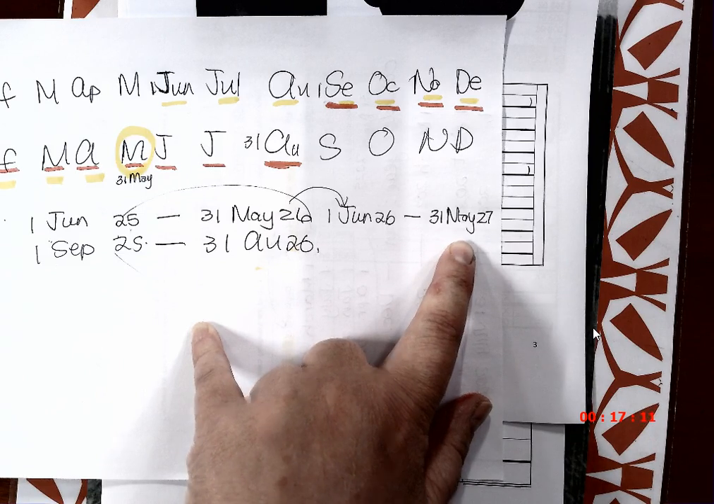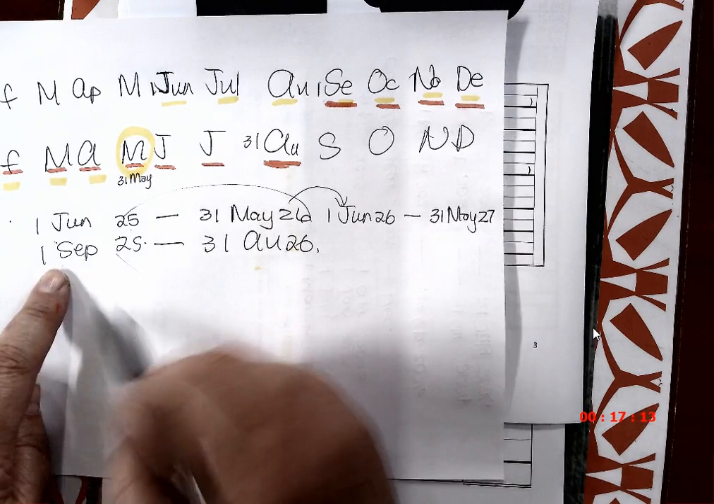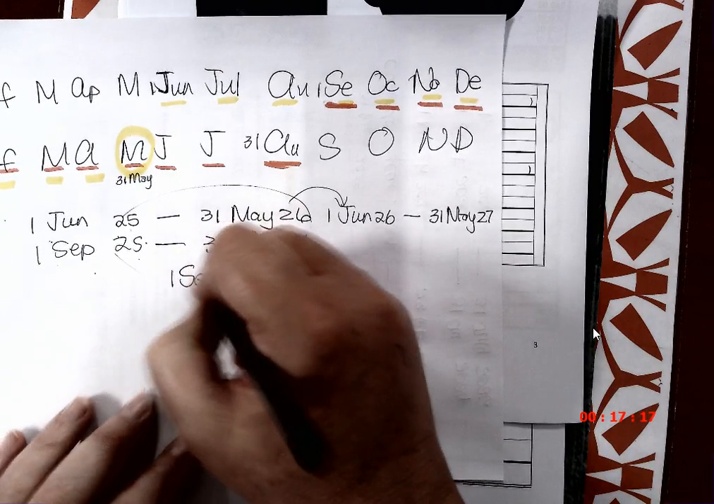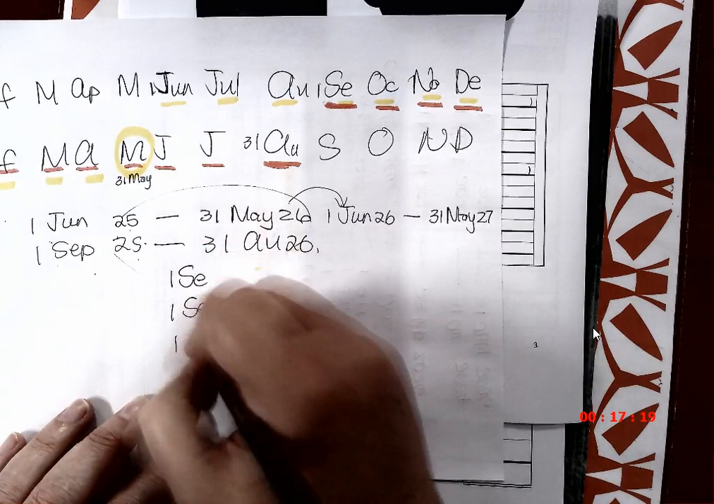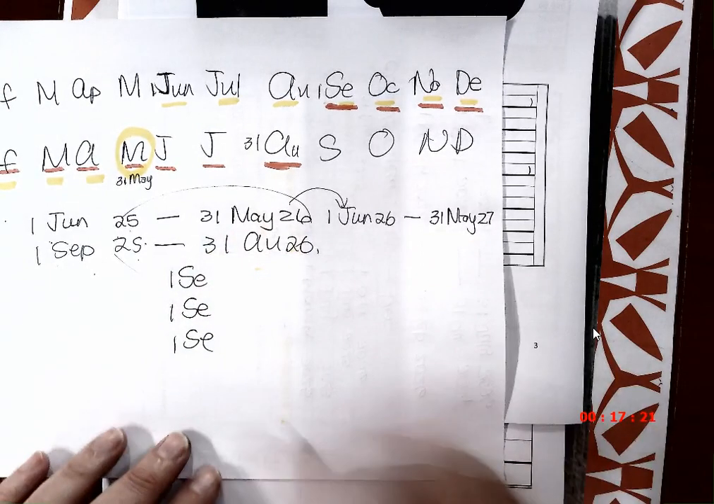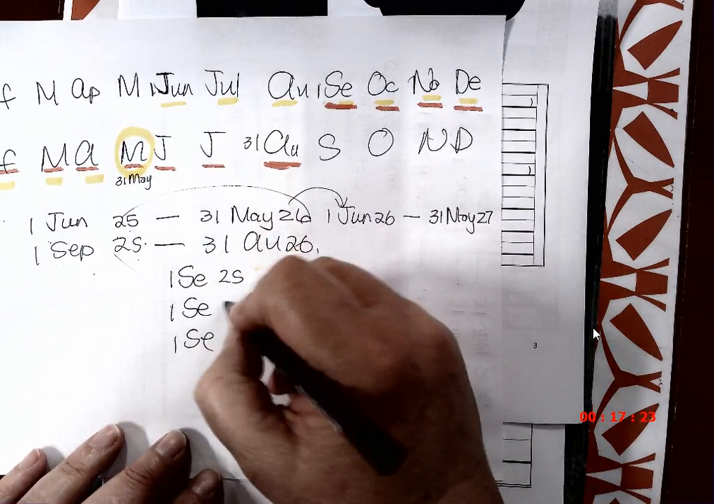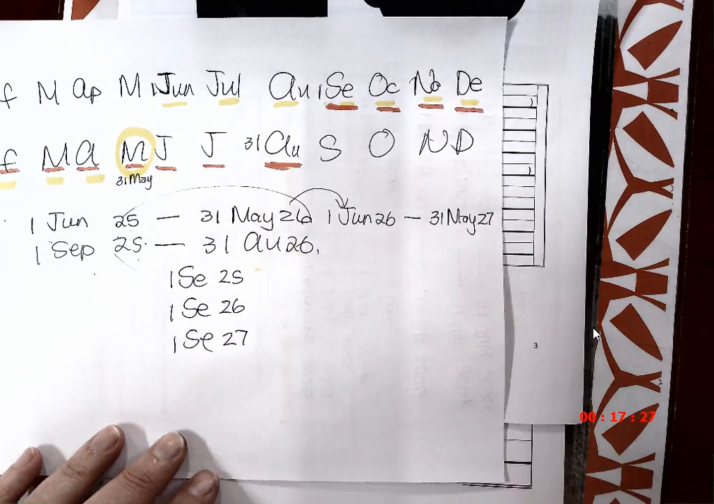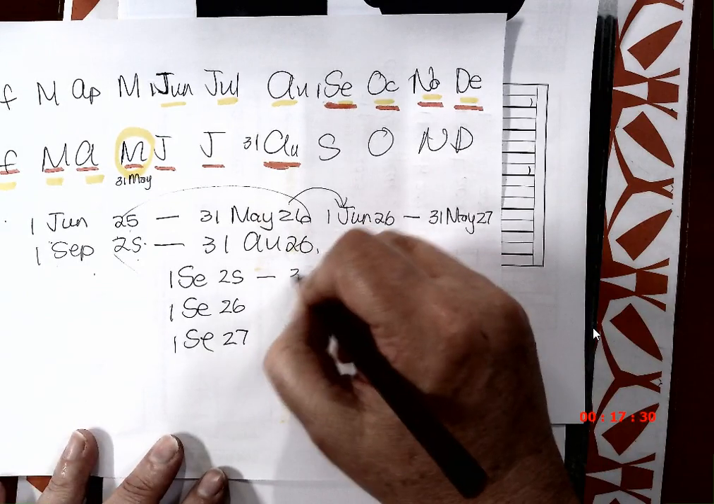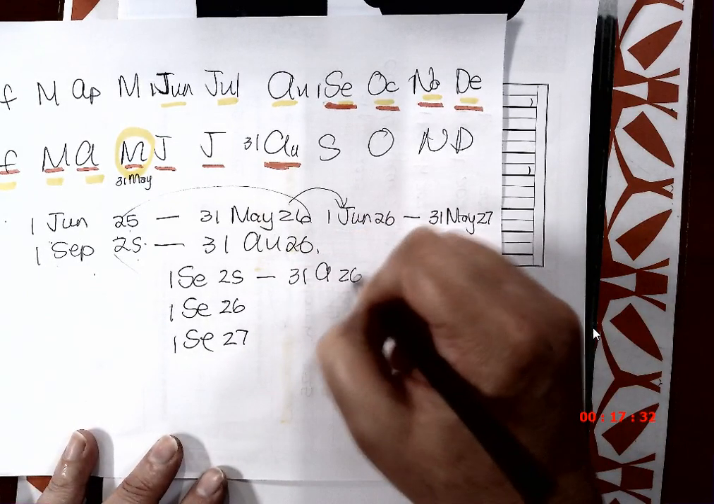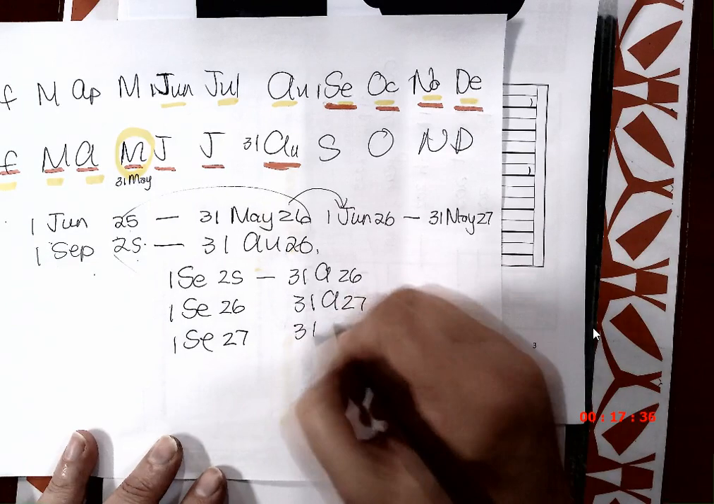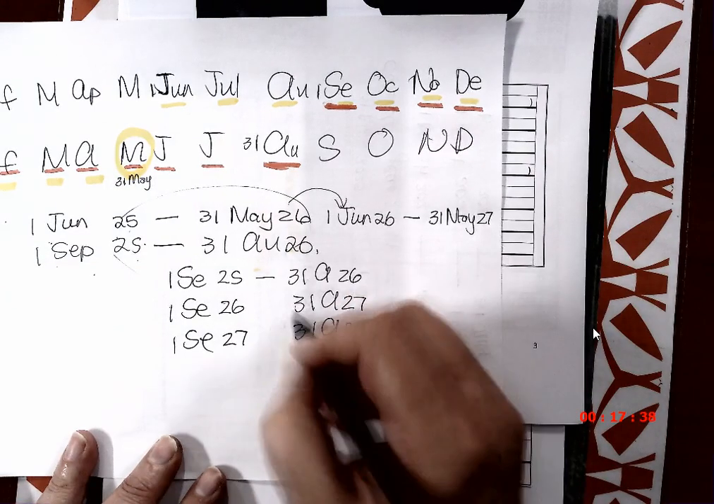If I look at this, it starts 1st September 25. Then it means it's always going to start 1st September. 1st September. Always. 25, 26, 27. When will it end? 31st August 26, 27, 28. Can you see? Every time that is just the next day.